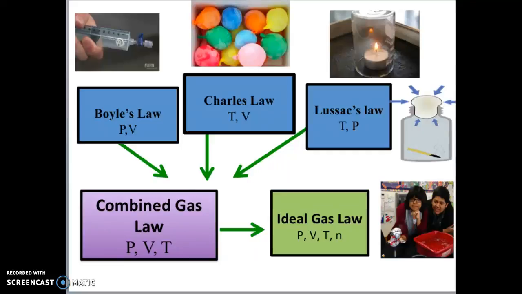And the last podcast is on the famous ideal gas law. First we talked about Boyle's law, which shows the relationship between pressure and volume. Then we talked about Charles's law, which talked about the relationship between temperature and volume, and then Gay-Lussac's law, which talked about temperature and pressure. And when you combine all three variables, pressure, volume, and temperature, you come up with the combined gas law.